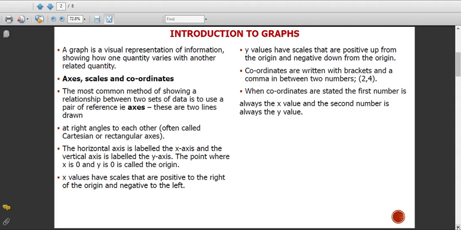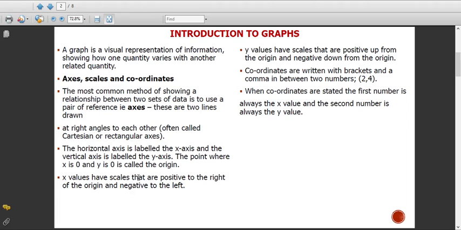drawn, and they always meet each other at an angle of 90 degrees. These are commonly known as the Cartesian axes. For these lines, the horizontal axis is always labeled as the x-axis, and the vertical axis is always labeled as the y-axis. The point where these two lines meet, when they are both 0, is known as the origin.